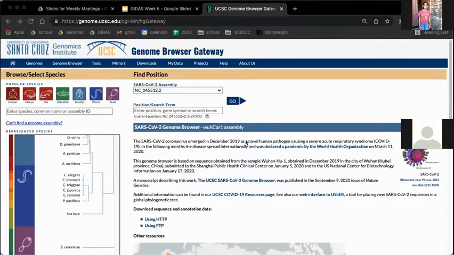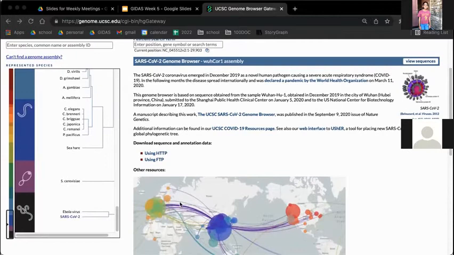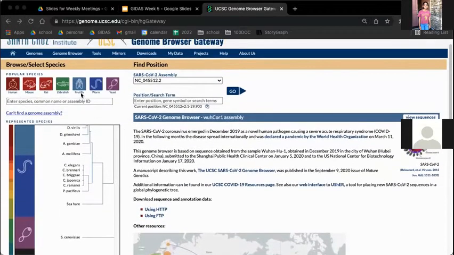Okay. So this is the University of California, Santa Cruz Genome Browser. And if you go here, you can choose a species and then it'll give you the gene sequence for it. Vidi, is that right? Yeah. So here I put in SARS-CoV as an example, and then we can select the placement of it.